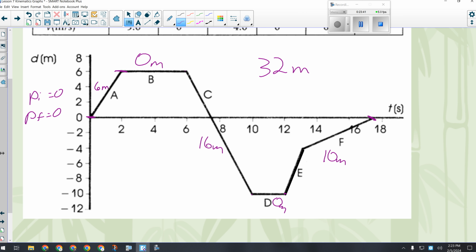Is that something I could ask you to do on a quiz or a test? Yeah. Definitely. Okay, next question. What's my average speed over the whole trip? Spoiler alert, you've done the bulk of the work for this already.